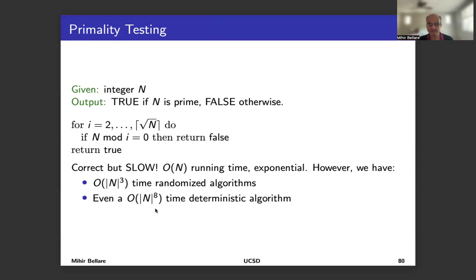Cryptographers don't care much about this because it's slower than this, and they don't mind the error. But theoretically, it's very interesting. So this then solves one of our two problems, which is how do you do primality testing?